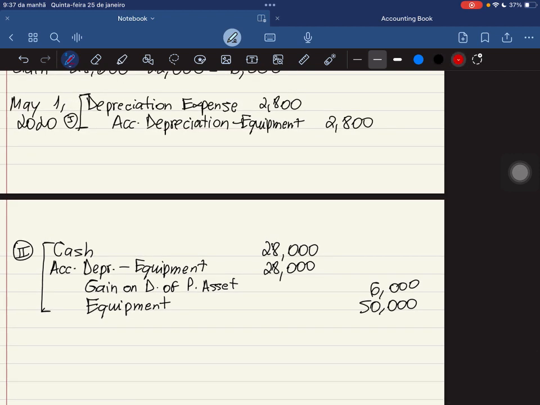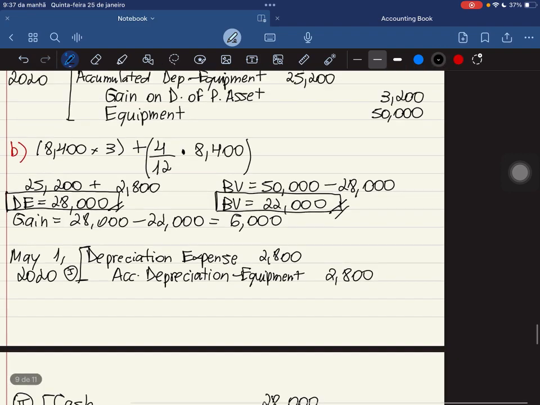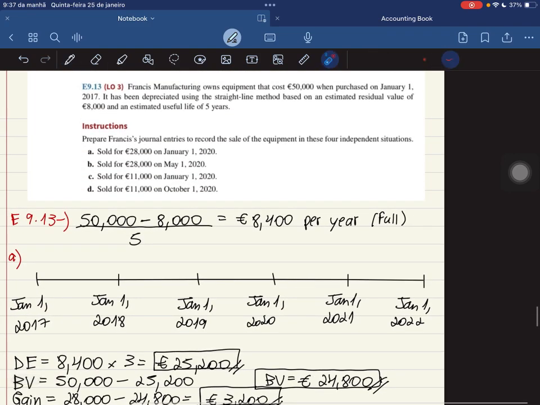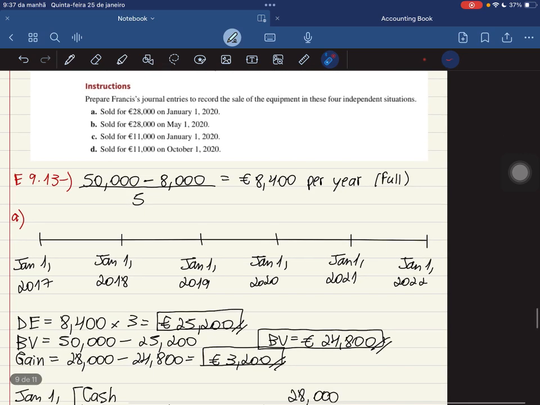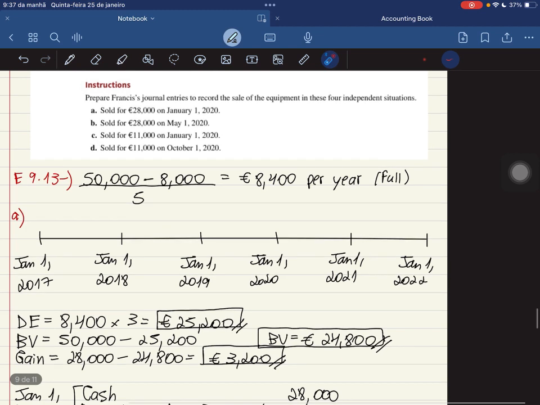Good. Moving on to letter C. Sold for 11,000 on January 1st of 2020. Well, this date is the same as letter A, right? So we kind of already did this a little bit. So for letter C, we actually know that the depreciation expense is the same. So it is 25,200. The book value is going to be the same as well, 24,800. So it is easier because we can know whether we have a gain or a loss right away. The book value at that point was 24,800.